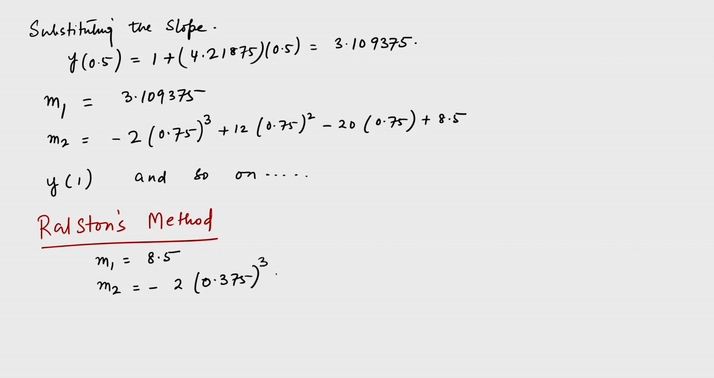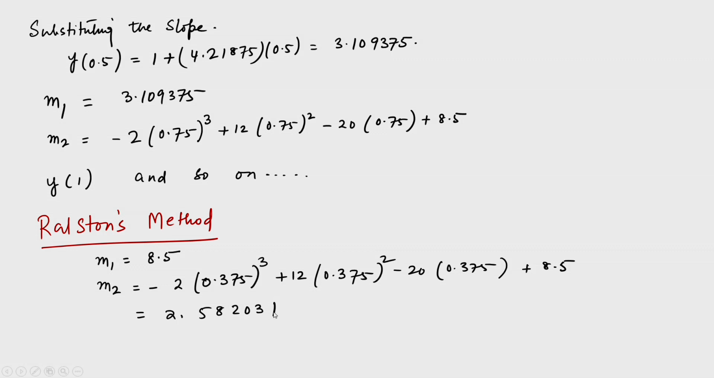So, it is minus 0.375 whole cube plus 12 into 0.375 minus 20 into 0.375, this square and so on, and 8.5. So, this becomes equal to 2.582031. So, you have M1 equal to 8.5 and M2 equal to 2.582031.